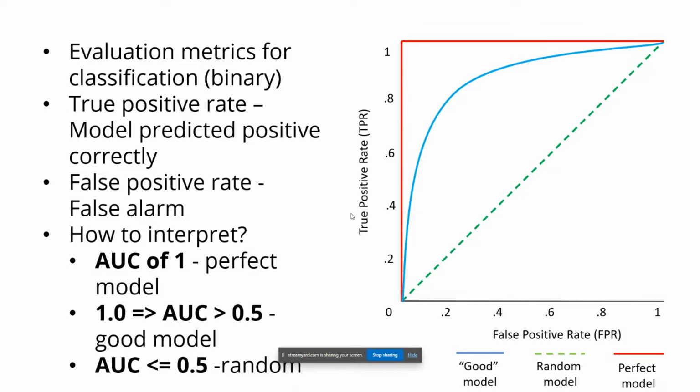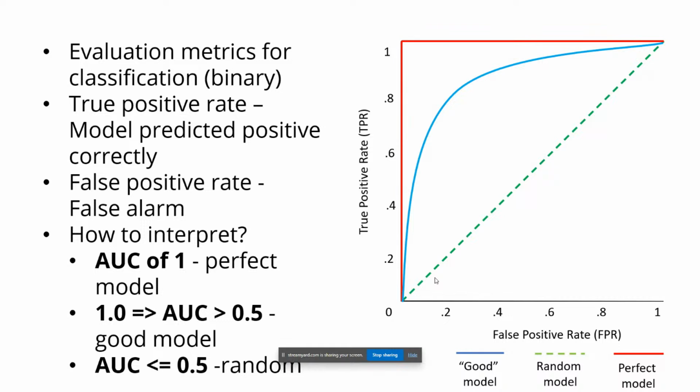And then essentially how you want to interpret it is, if you look at this chart here on the right, basically a random model means, if you were to just flip a coin, heads or tails, this green dashed line would represent that random model, where it's 50-50. It's just making predictions at random, right?